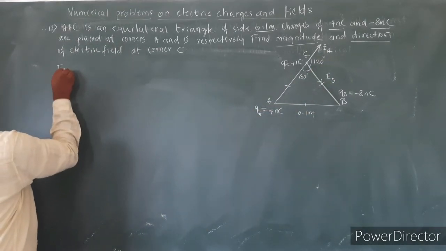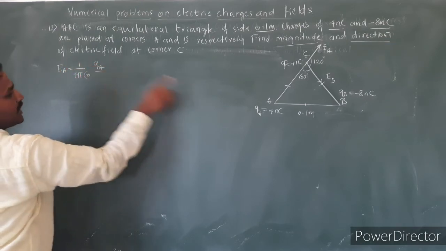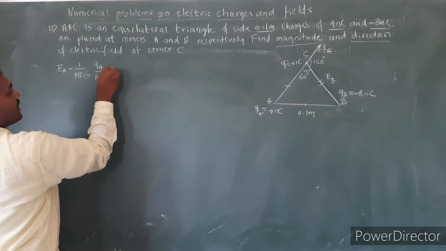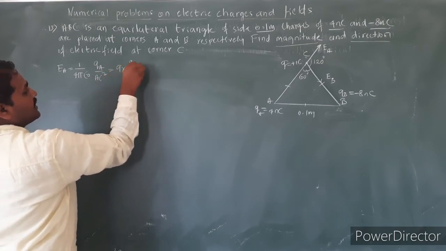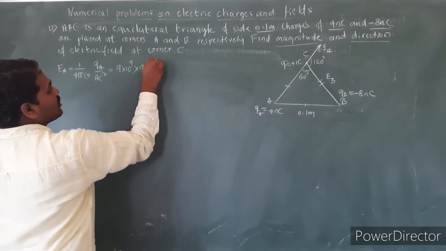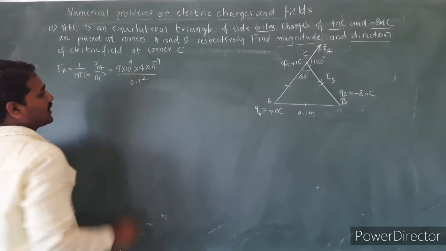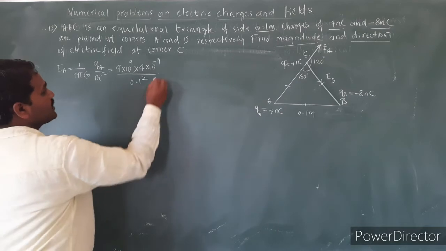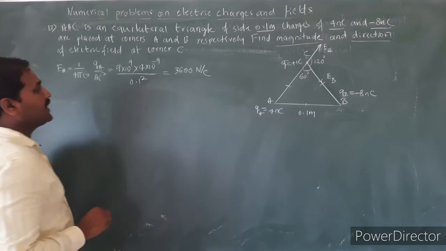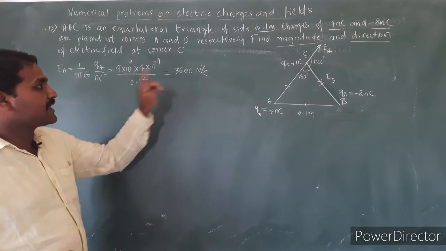Okay, so let me write the equation for EA here. EA is equal to what? 1 by 4 pi epsilon naught, source charge is QA divided by what is the distance between these 2 points? So that is AC square I will take. If I simplify this, I will get 9 into 10 to the power of 9 into QA, that is 4 into 10 to the power of minus 9, whole divided by AC, given to be 0.1 square. Okay, if I solve this, I will get 3600 Newton per coulomb. 9 into 4 is 36, these two get cancelled, this is 0.01, I get this as 3600 Newton per coulomb.